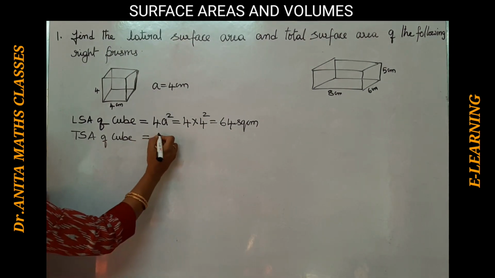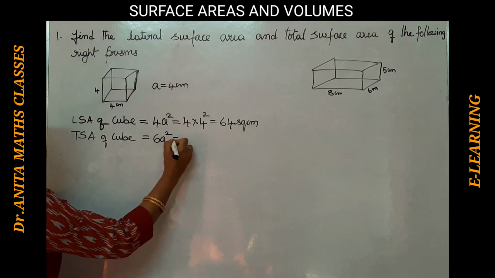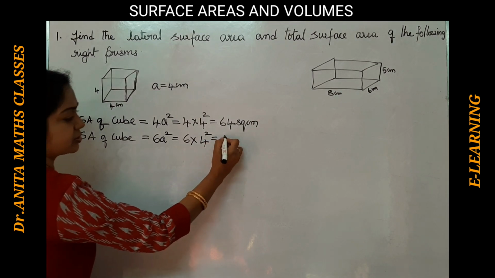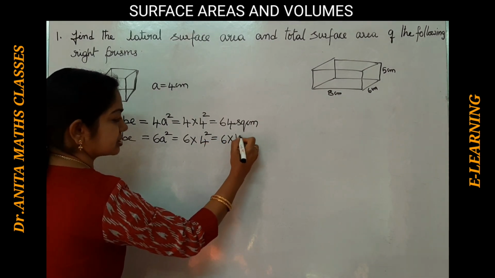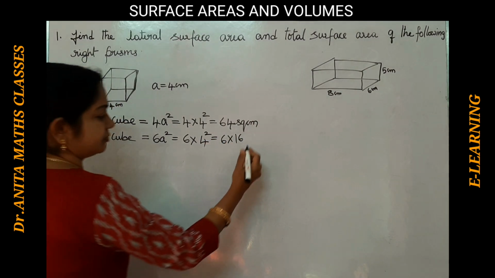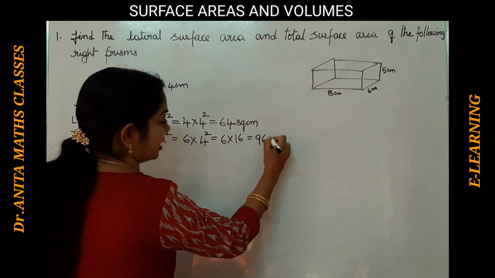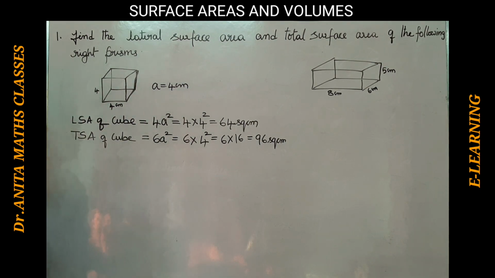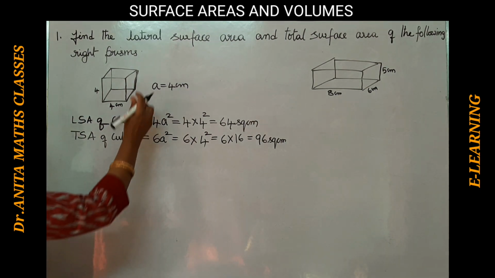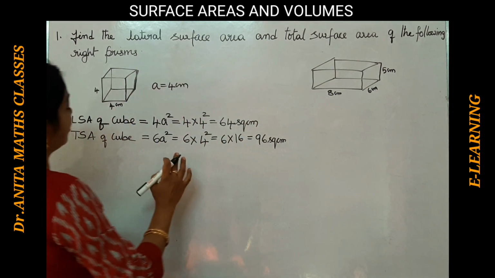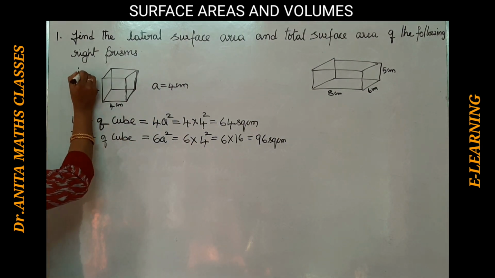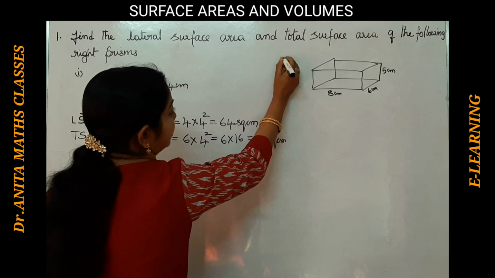The total surface area of a cube is 6a square. So 6 into, where a is 4 square. So 6 into 16. Yes, that is 96 square centimeters. Okay, 16 6s, isn't it? So 96. Now here asked LSA and TSA, they are not asking the volume. So moving on to the second right prism, that is cuboid.